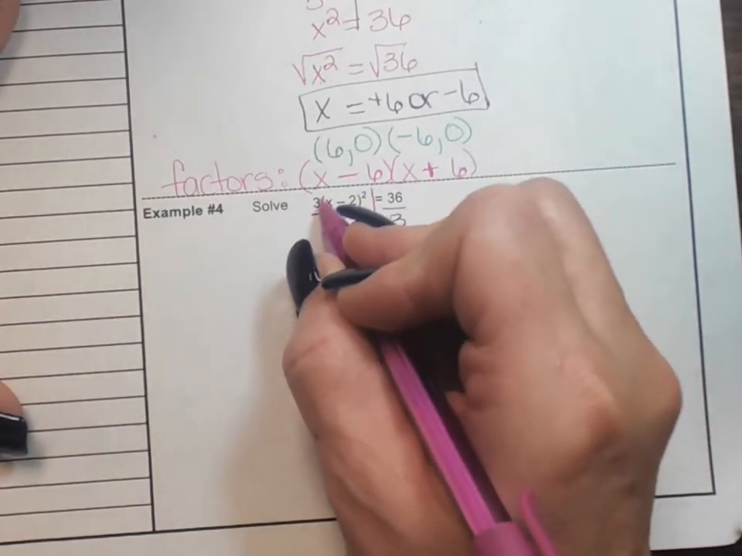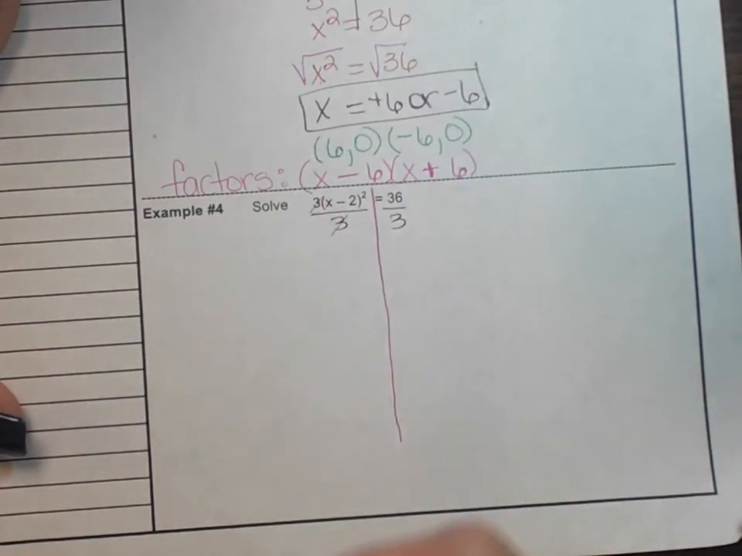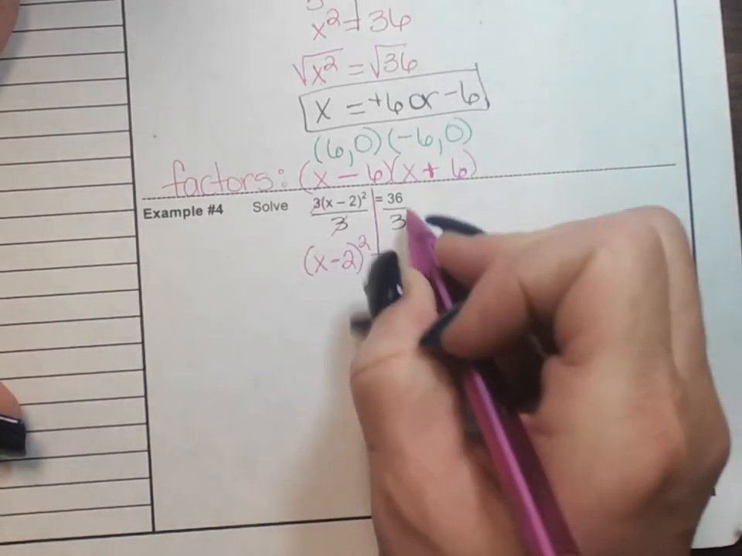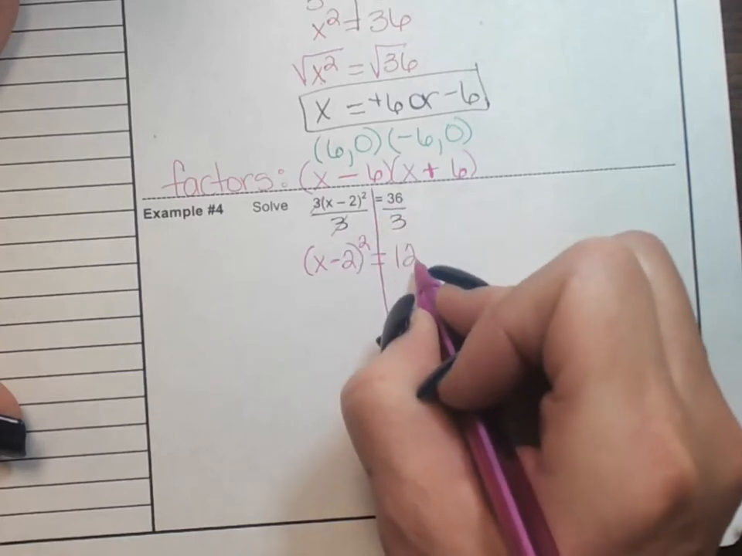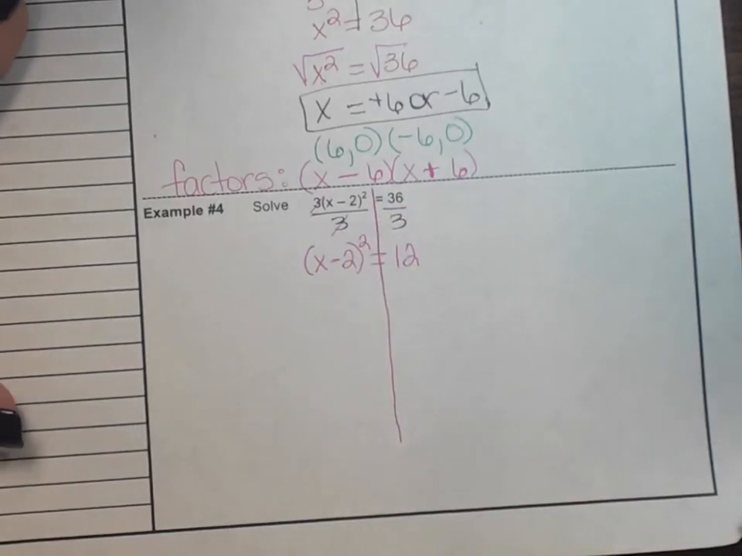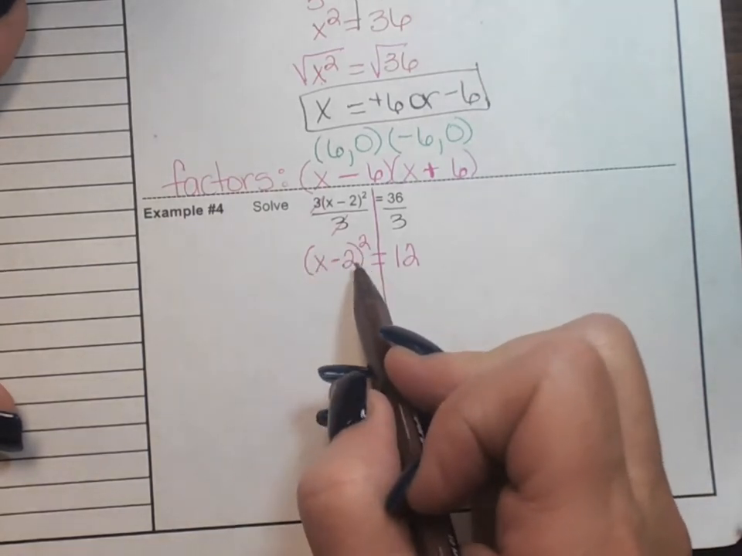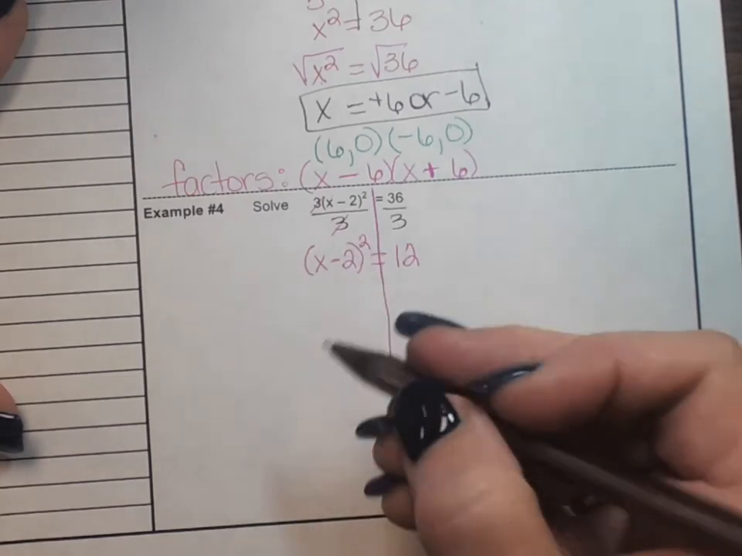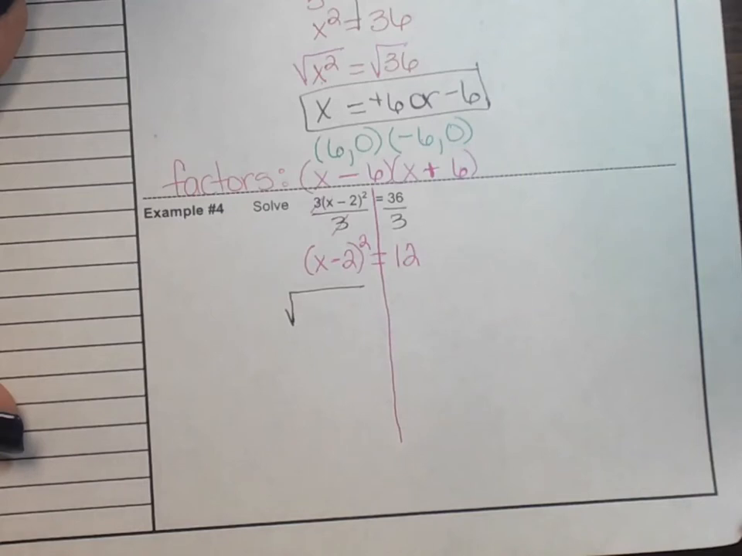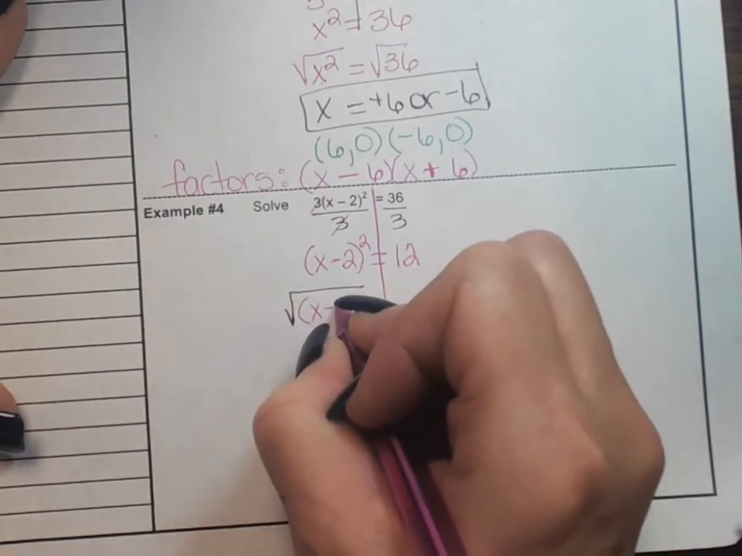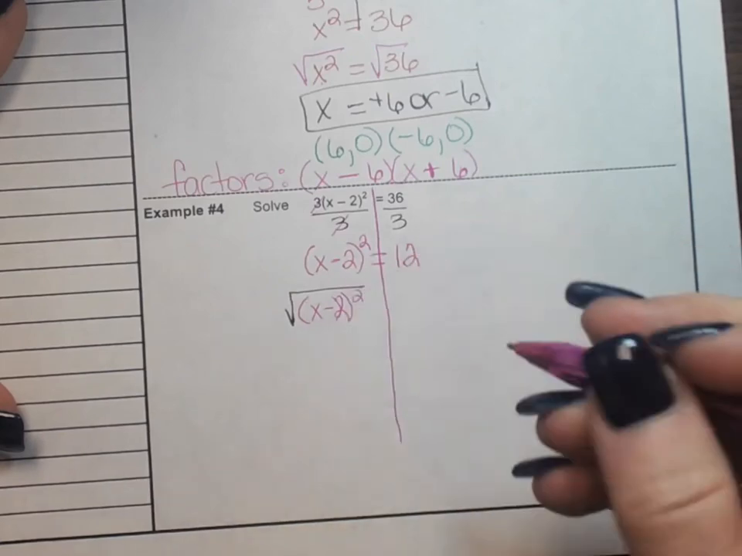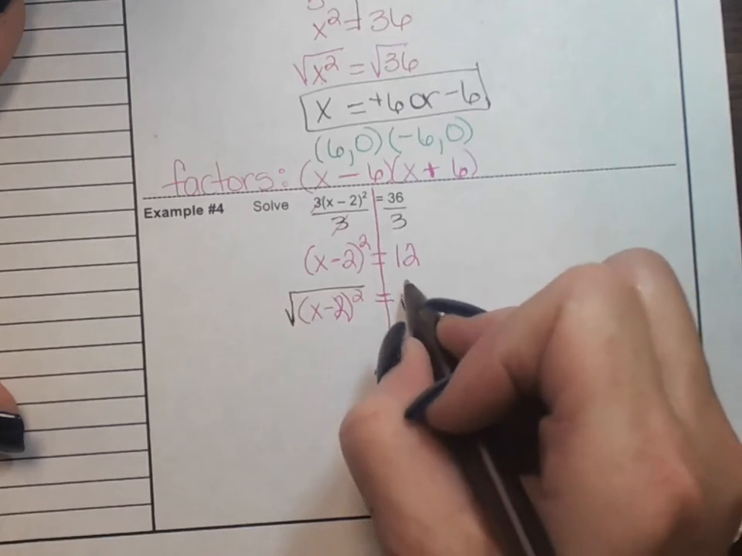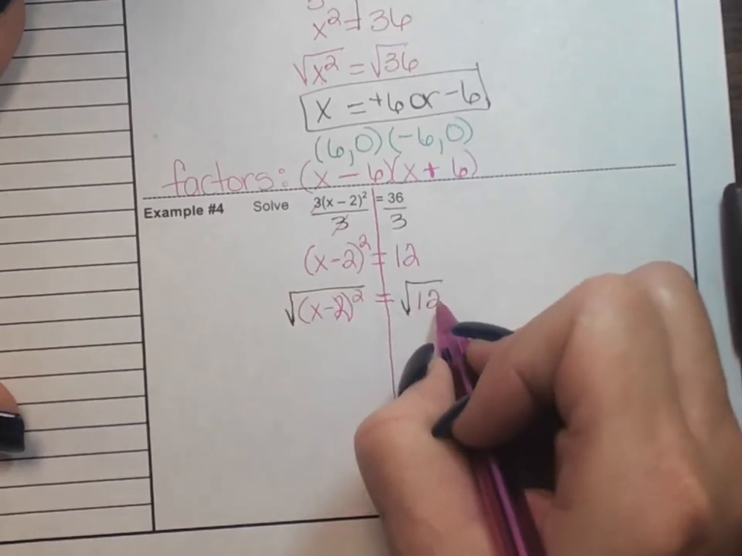The 3 divided by 3 leaves us with 1. So we're going to have the quantity x minus 2 squared equals, and 36 divided by 3 is 12. Now, if you look at this one, this whole quantity, everything in the parentheses, is squared. So what we have to do is take the square root of all of this. So we're going to take the square root of x minus 2 squared equals, and if we take the square root of the left side of the equation, we have to take the square root of the right side of the equation.